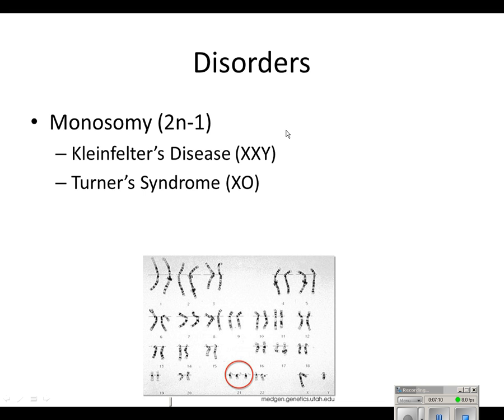The other one is Turner syndrome, and it makes it so it's XO, so there's no Y, so they're not masculine, but they're feminine. They're just not as feminine because they don't have the extra X chromosome, and they tend to be sterile.